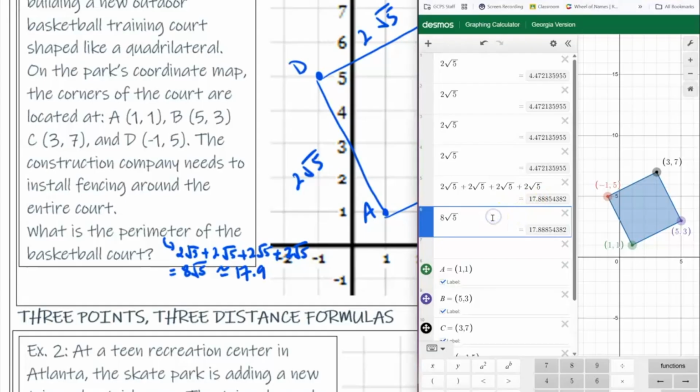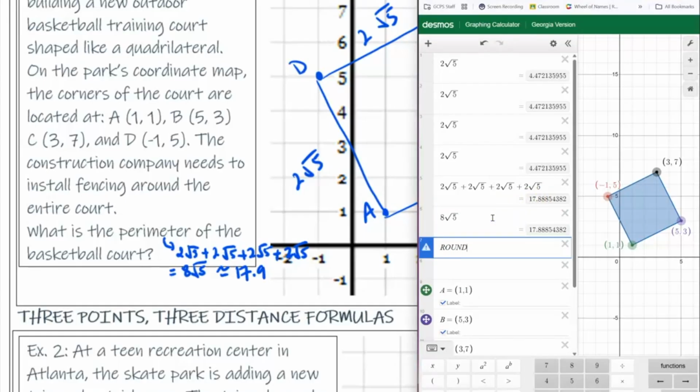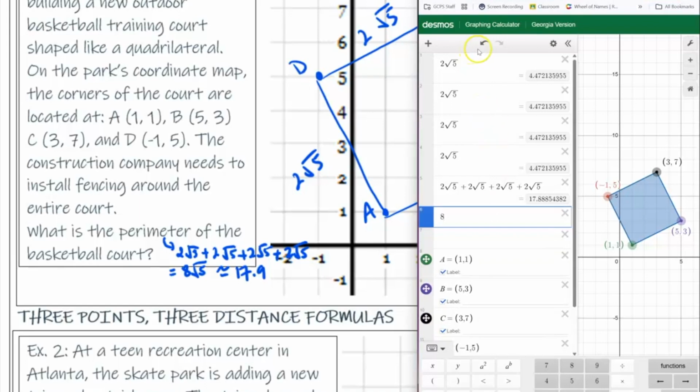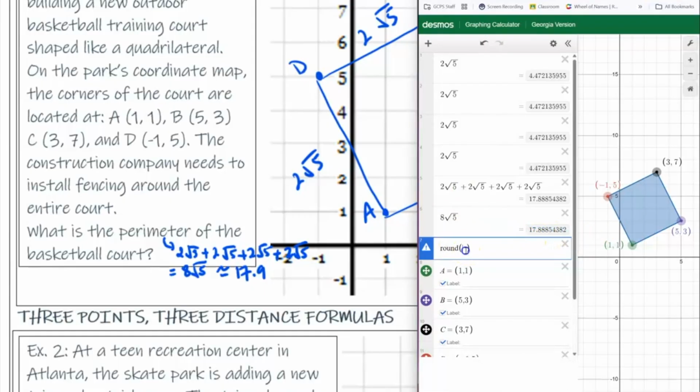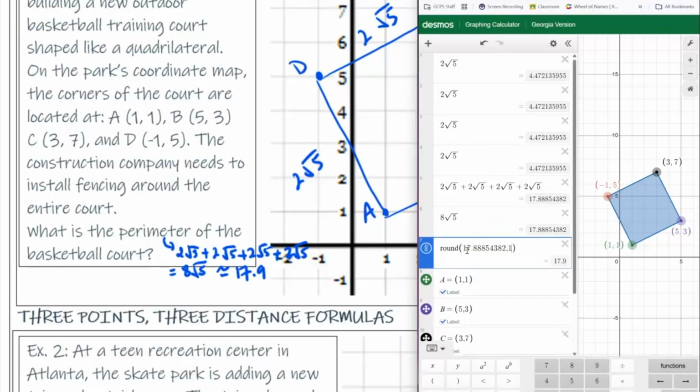If I come over here and go around, I rounded it earlier, but I'm going to do it again. And it can't be in capital letters either. So I'm going to take the caps off, round. I want you to round this number. Nearest 10th is comma 1. So 17.9.